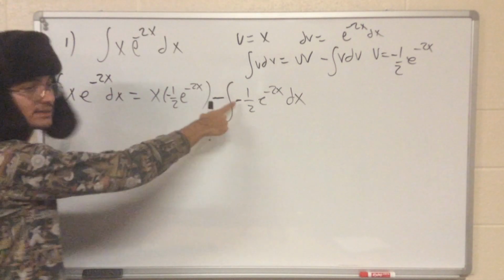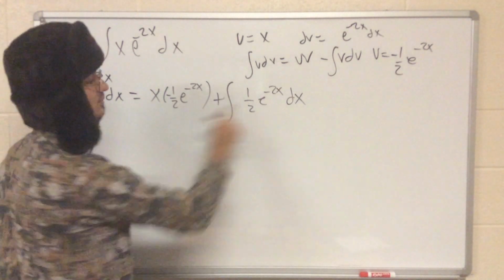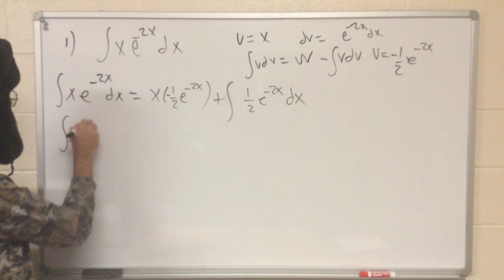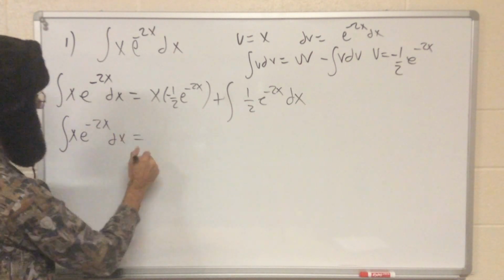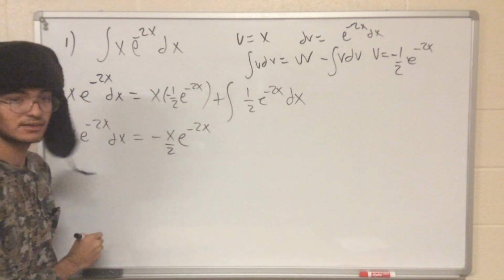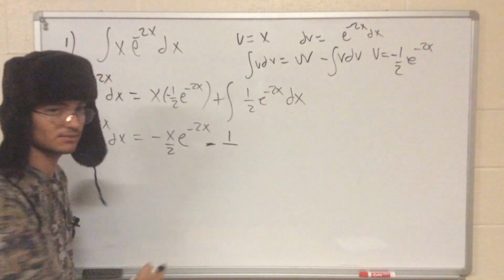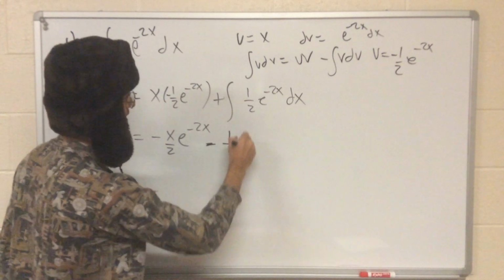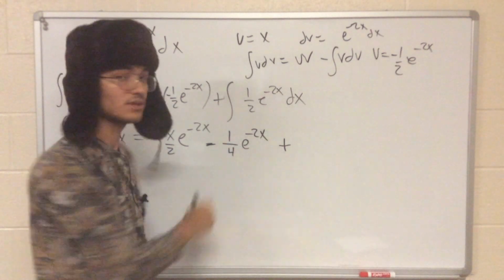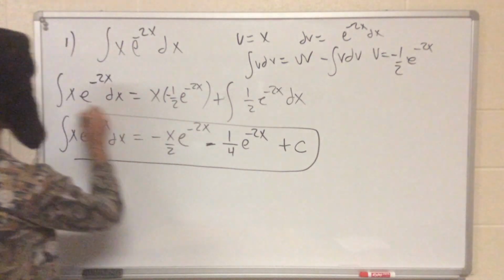Now negative times negative becomes positive, right? So this is just that. And all we have to do is integrate 1/2 e to the negative 2x dx. And so our final answer will be something like this. It will be equal to negative x over 2 times e to the negative 2x, and then minus 1/2 times negative 1/2, which is 1/4 e to the negative 2x. And don't forget your arbitrary constant of integration, plus c. Very nice. So this is question 1.